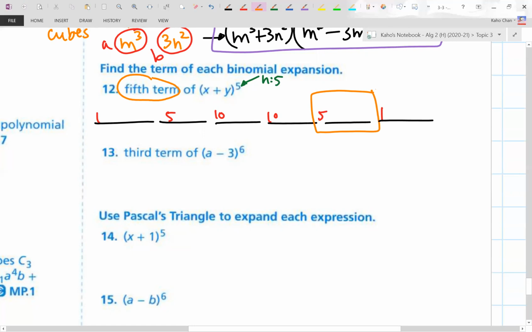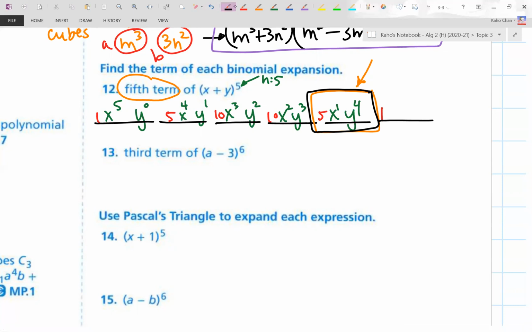So I needed to do that to get my bearings on which term I want as an answer. So I wrote down 1, 5, 10, 10, 5, 1. And I know my powers are x to the 5, x to the 4th, x to the 3rd, x squared, x to the 1st, and that's the x. The y's go up, don't they? y0, y1, y2, y3, y4, and that's the easiest way to do this problem manually. 5x y to the 4th is the 5th term.